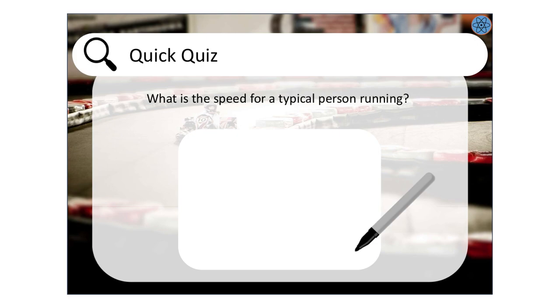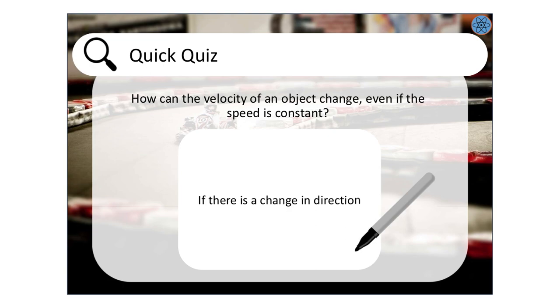Next one. What is the speed of a typical person running? That was the middle option, so 3 meters per second. Next one. A conversion question, so how many meters are there in 1 kilometre? So there's 1,000 meters in a kilometre, so K for kilo always is 1,000. And then for students studying the higher tier, how can the velocity of an object change even if the speed stays the same, is constant? And if you remember, that's when you go around in a circle or just change your direction but keep the number, the speed, the same.